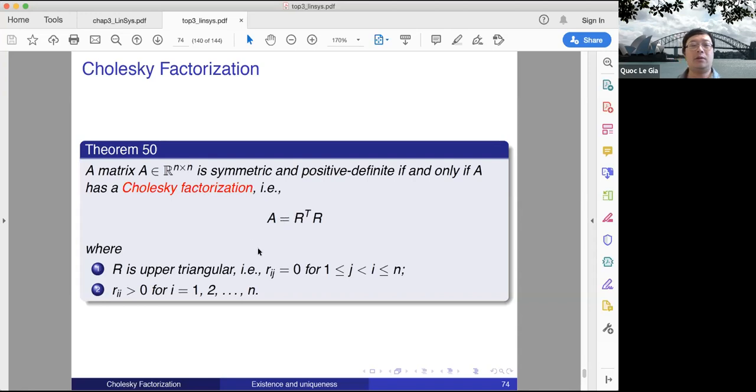So now I want to prove this theorem at least one way. I want to prove that if the matrix has a Cholesky factorization, then it's symmetric and positive definite. I prove only one way, because the other way is a bit tricky.